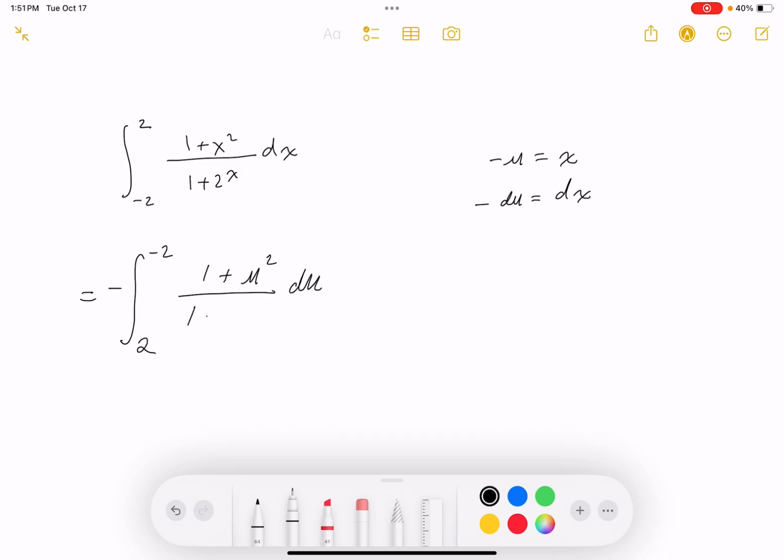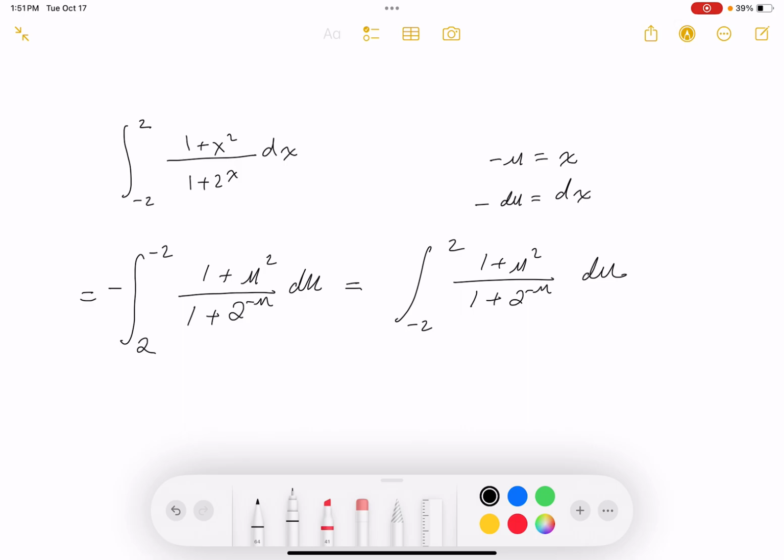What do you get on the bottom? 1 plus, x is minus u, so 2 to the minus u. I'm going to write it a little differently, because I realize the minus on the outside kind of disturbs me. So really it's going to be the integral from minus 2 to 2 of 1 plus u squared over 1 plus 2 to the minus u, and then I get a du there. Now, by the way, it really didn't do much there.